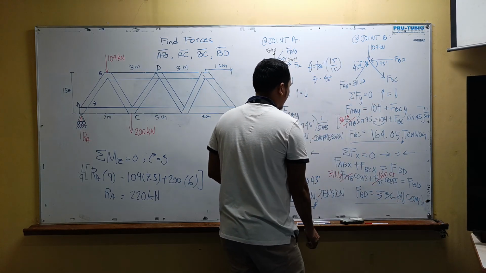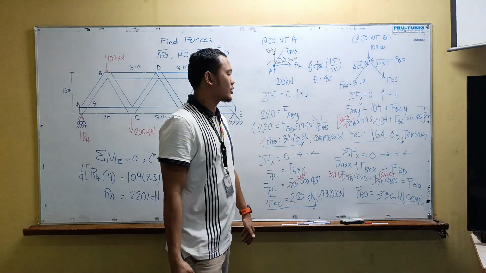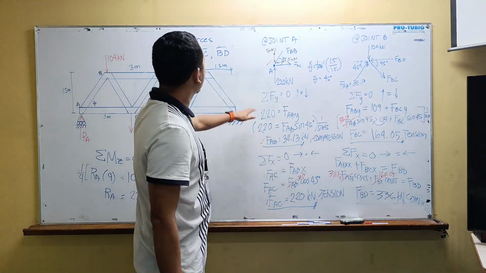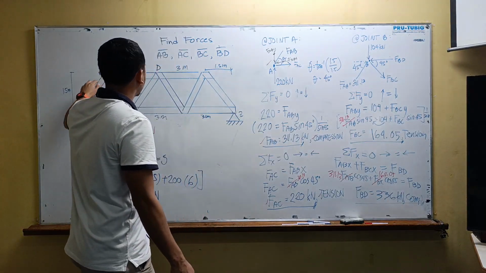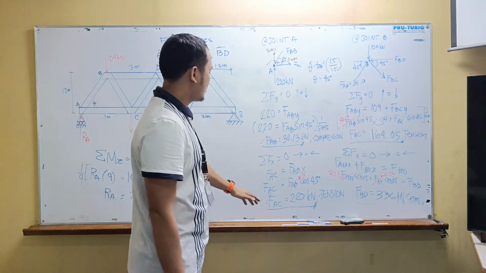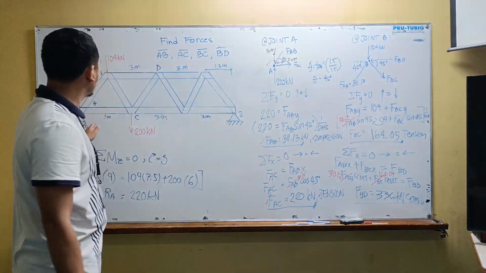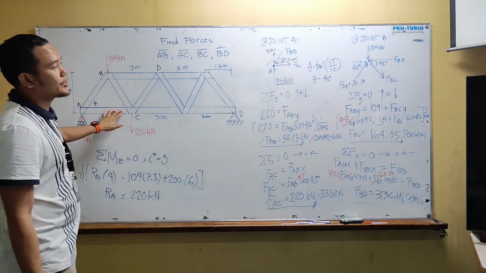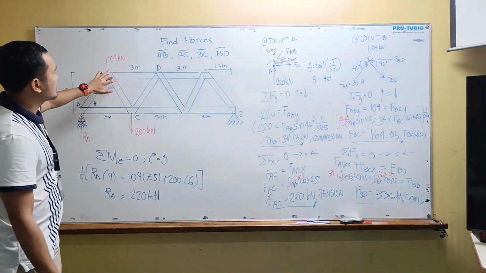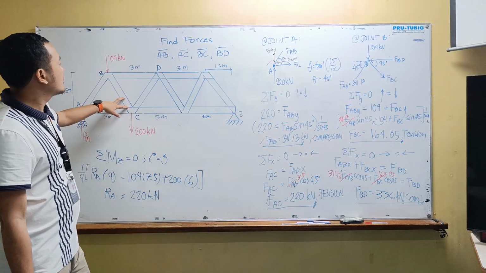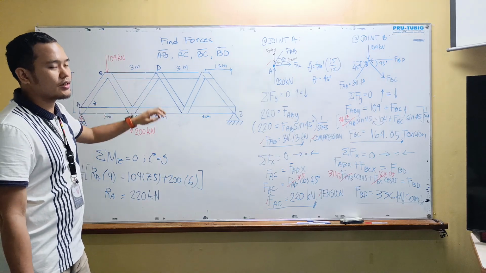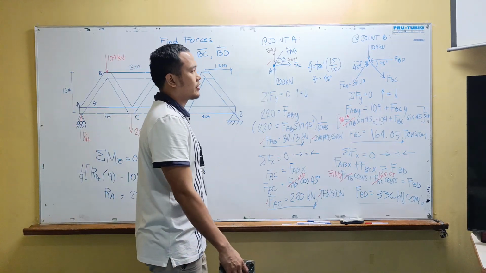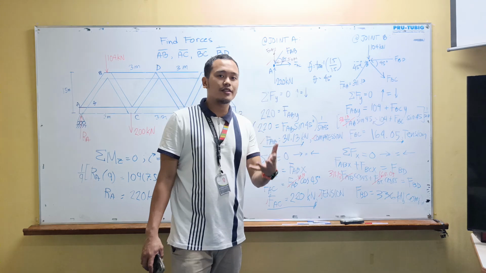Alright, so now you're able to solve forces. FAB, in this portion, that's compression. FAC, this part is under tension. FBC is under tension, and FBD is under compression. Alright, I hope that came out clear.